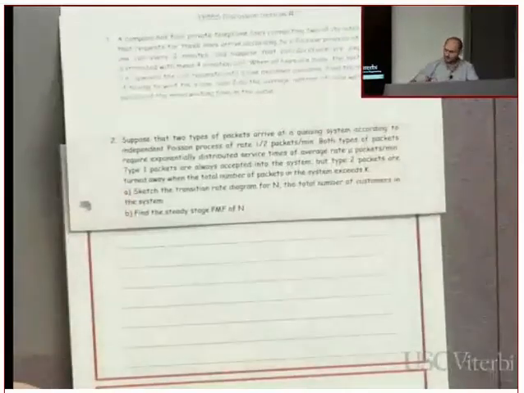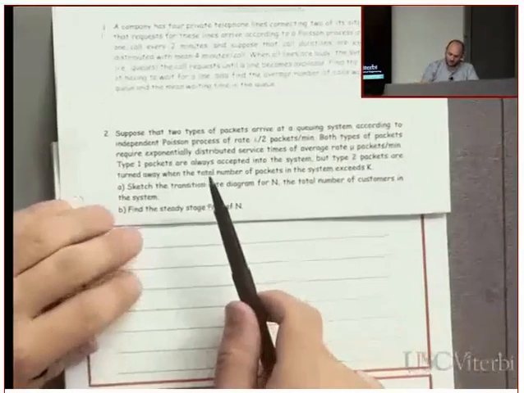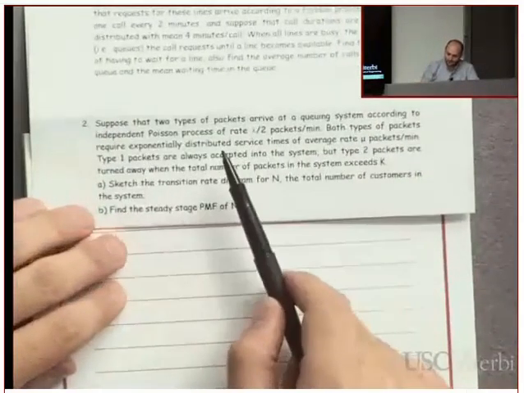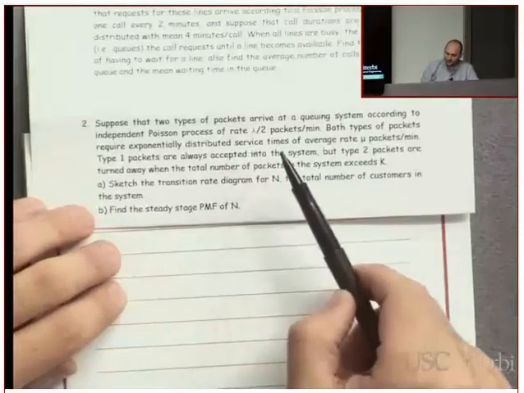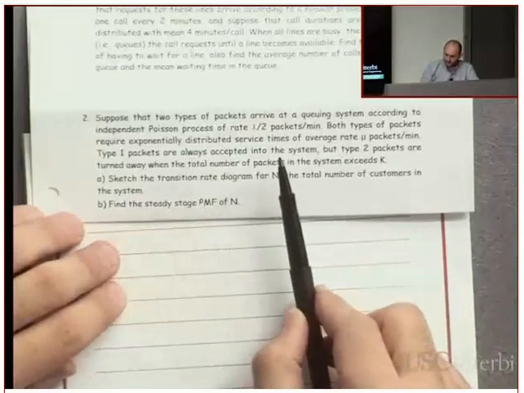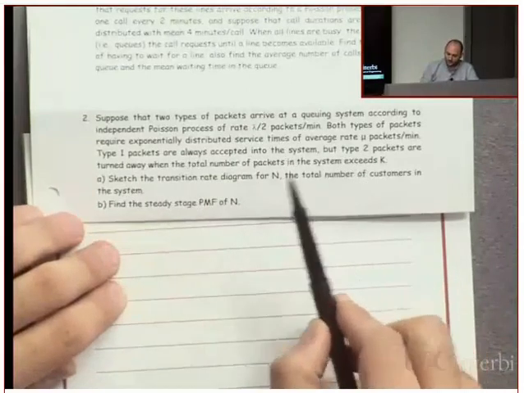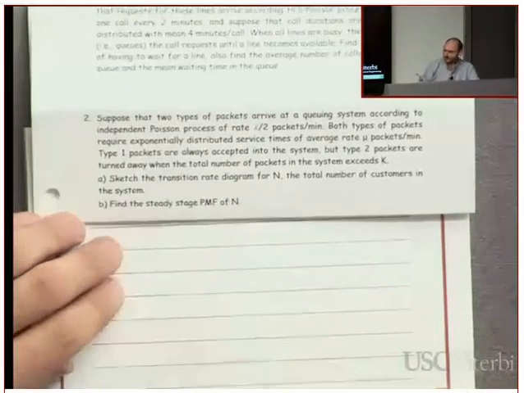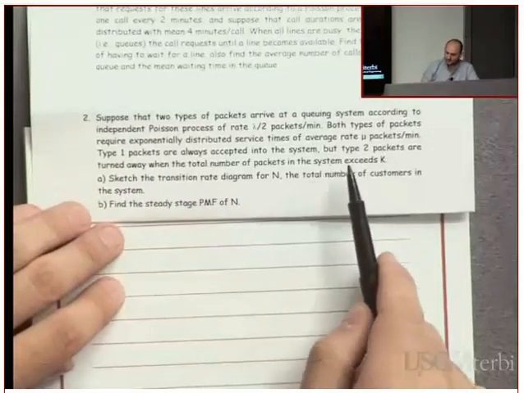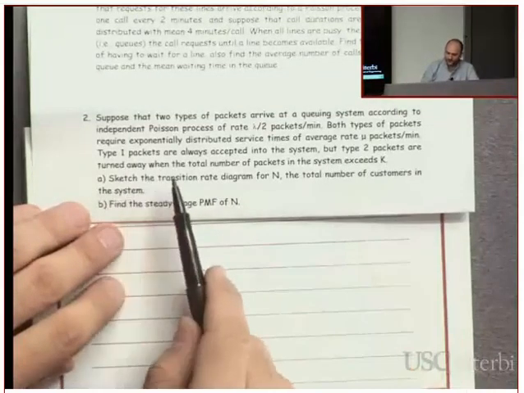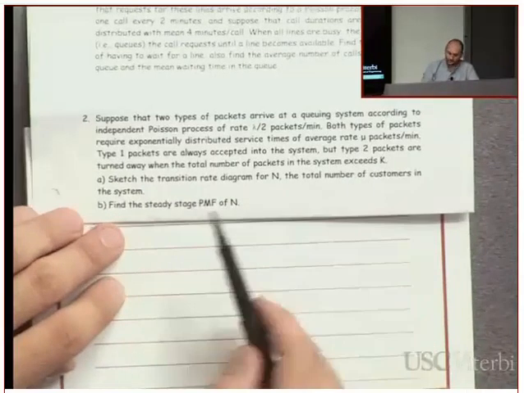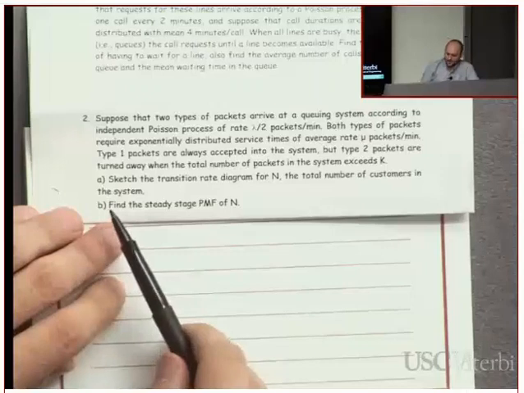Okay, let's go to problem number 2. Suppose that two types of packets arrive at a queuing system according to independent Poisson processes of rate lambda over 2 packets per minute. Both types of packets require exponentially distributed service times of average rate mu packets per minute. Type 1 packets are always accepted into the system, but type 2 packets are turned away when the total number of packets in the system exceeds k.